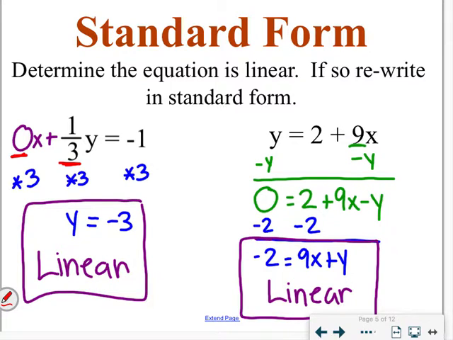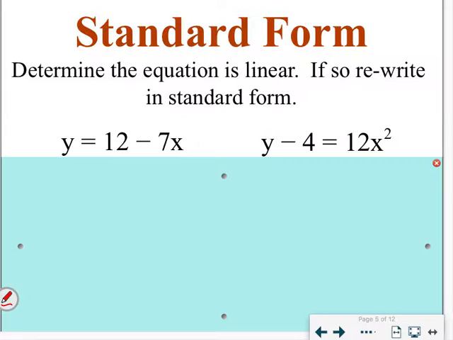So what should indicate to you that something is not linear? We are looking to see if there is an exponent on any of the variables. If you notice in all of these equations, there was no exponent on the variable, which means it has an exponent of 1. If you see an exponent of 2 or negative 7 or anything other than 1, that is going to indicate to you that it is not a linear function. Go ahead, try these two on your own, determine if they are linear, and if they are, put them in standard form.